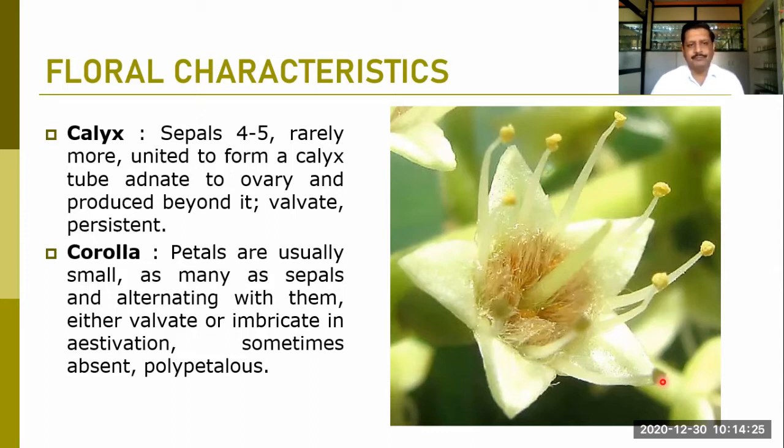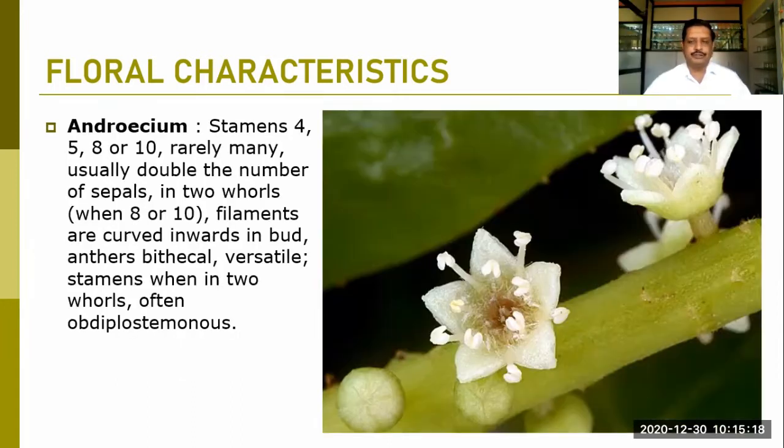Then the corolla petals are usually small, as many as sepals, and alternating with them, either valvate or imbricate in aestivation, sometimes absent, and petals may be absent in many genera, that is the apetalous condition. About the androecium, androecium is nothing but the stamens or the male reproductive structures in the family.